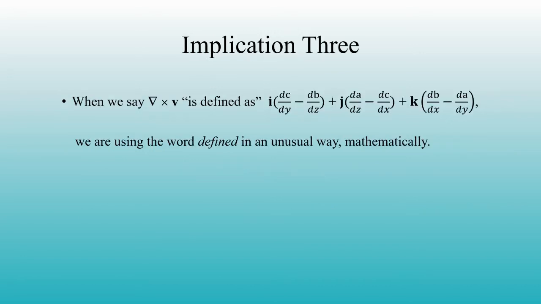A third implication that I want to point out, in part because no one else ever does, is that when we define del cross V as this series of terms, we are using the word define in a way that is different than how mathematics has historically used this word.